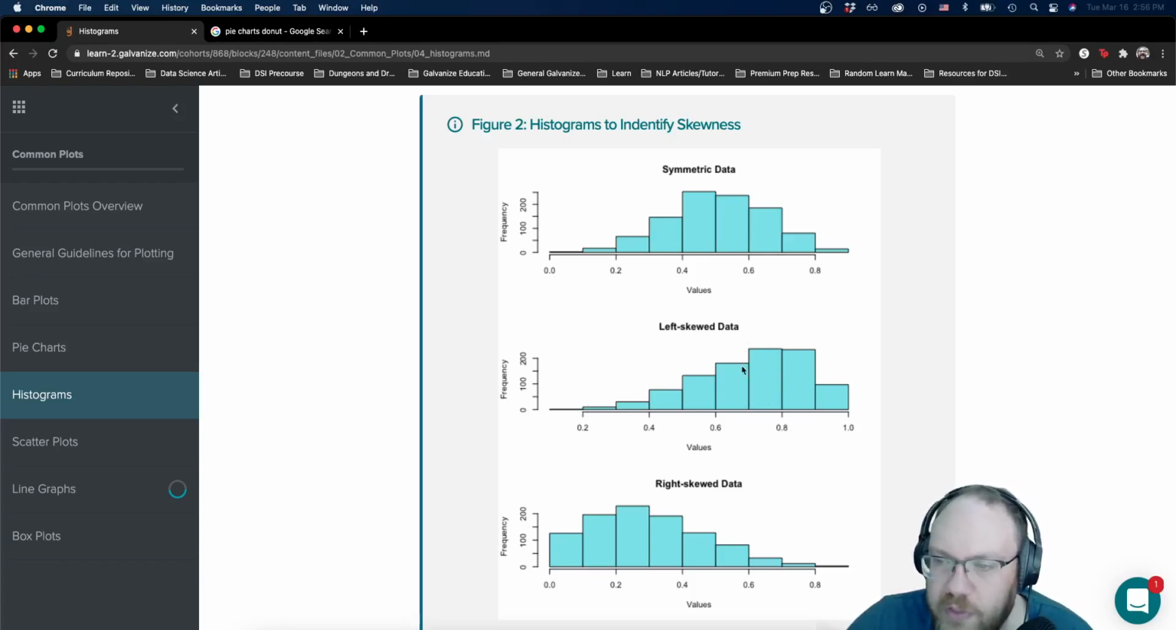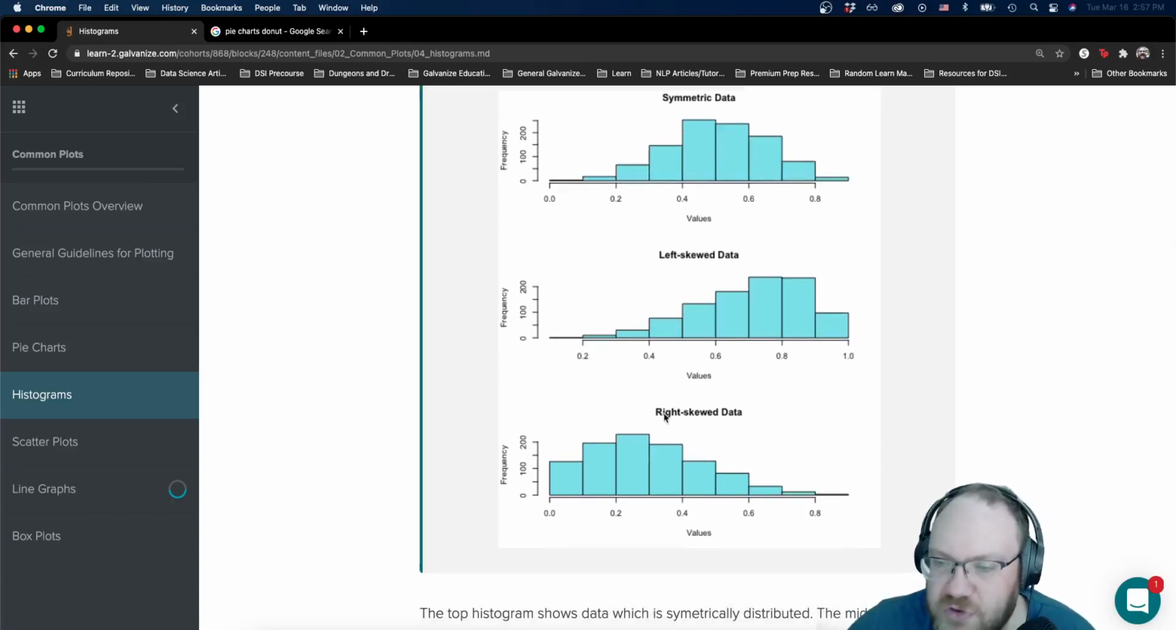Now, when I look at this left skewed data, I see that it is spread out over on the left side here, right? And it's got a longer left tail, which is pointing in the left direction. That tells me, hey, this is a left skewed distribution of data, right? The tail points left, it's left skewed. Also, the tail points in the negative direction, so you could say that this is negatively skewed.